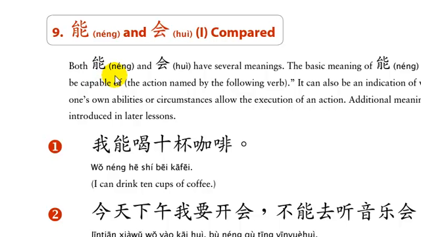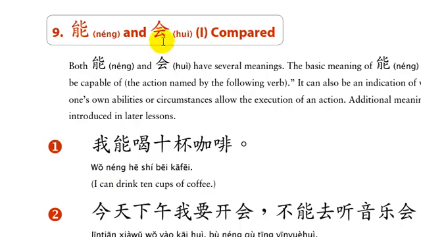Basically, 能 means can or to be able to, as in physical ability or the ability to do it at a certain time. Like you can go to the movies because you have nothing else to do. Okay, 能. So 能 is can when it's talking about physical ability or that you can do it because the circumstances allow you to do it. You're free, you have nothing to do, etc.